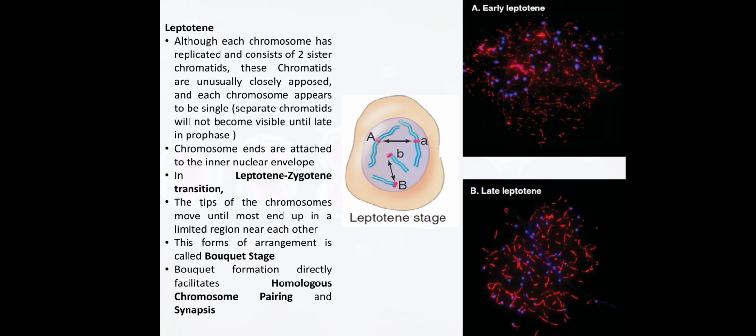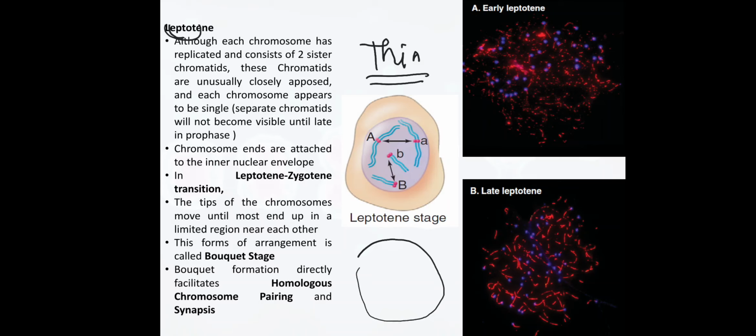In the word leptotene, lepto means thin. So it represents that the chromatids are thin and they form a bouquet shape. Therefore this form of arrangement is called bouquet stage. Bouquet formation directly facilitates homologous chromosome pairing and synapsis.